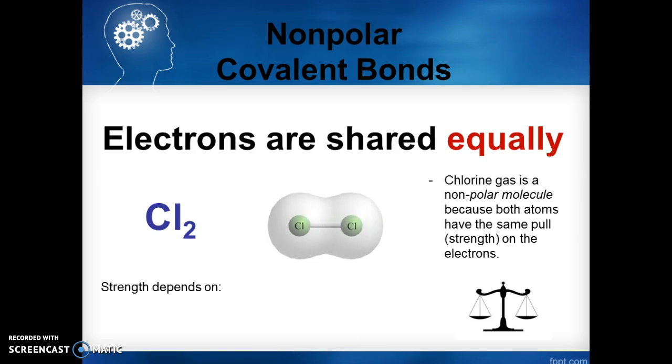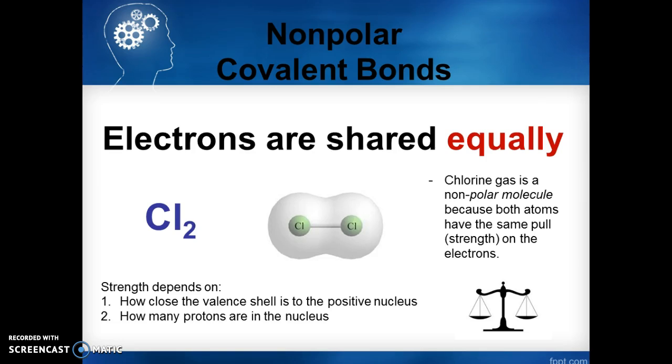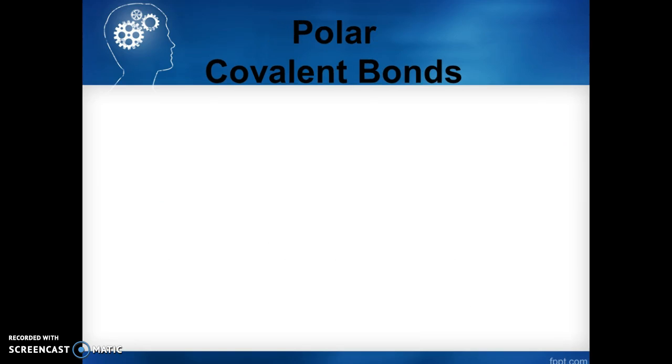So the strength depends on a couple of things. One, how close the valence shell is to the positive nucleus. The closer they are to the nucleus, the more effect that positive core has. And 2, how many protons are in the nucleus. An element with 2 protons will not be as strong or as positive as, say, something with 7 protons. This is called the electronegativity of an element.